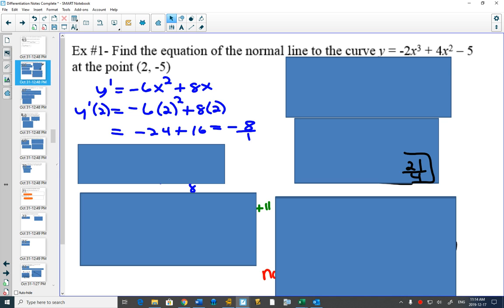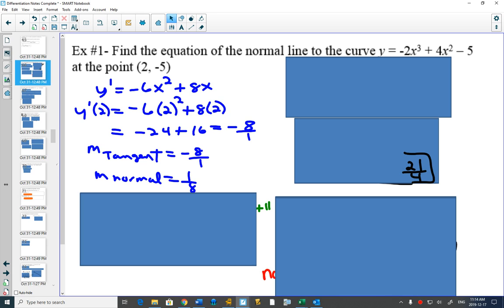Anybody know why I wrote it as negative 8 over 1? Yeah, so when you do the reciprocal, you find out that the slope of your normal would be 1 over 8. And now it becomes just work in grade 10 math. Right? We want to find the equation of a line. We have the slope. We have a point. You can use y equals mx plus b or the point slope form. Either one will be fine.